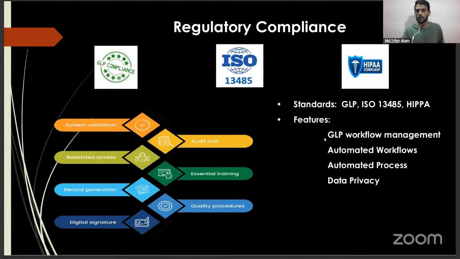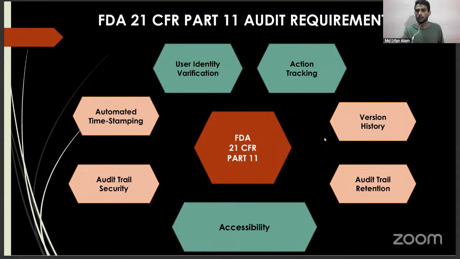Now move on. There are many regulatory compliance requirements used to secure data, such as GLP compliance, ISO 13485, HIPAA. GLP workflow automation, pipelines, data privacy, system validation, audit trails, essential training, quality-based results, and digital signatures to secure our data.